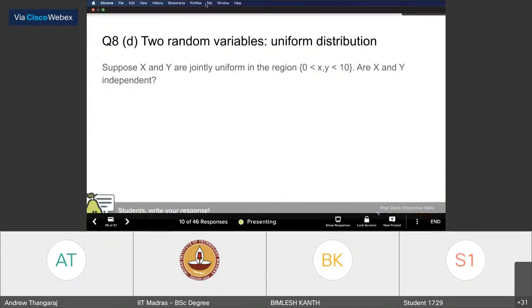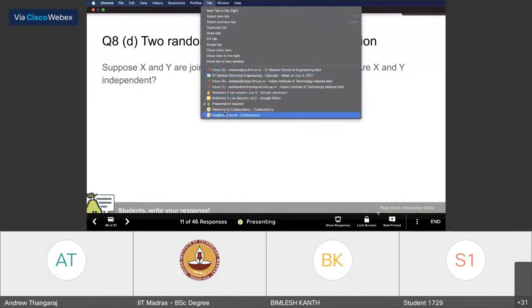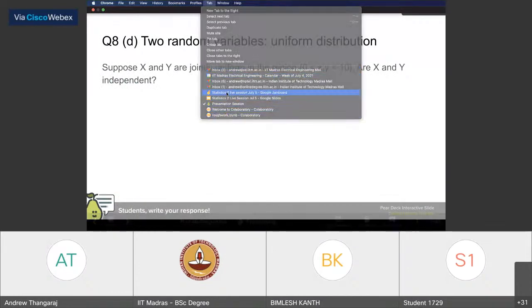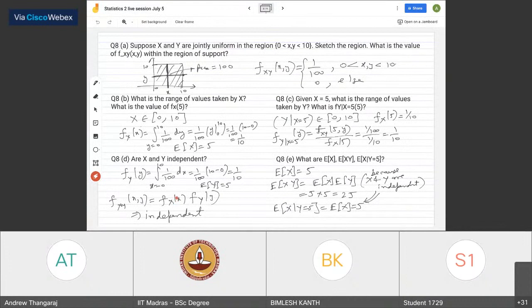So this ends up being an example of an independent pair of random variables, and you can check that by this, right? If you look at the marginal of x, you get 1 by 10. If you look at the marginal of y, you get 1 by 10 again. The product of the two marginal distributions, 1 by 10 into 1 by 10, gives 1 by 100, which is the joint, right? 1 by 100 is the joint one. So you see that the marginals multiply and give you the joint. So x and y become independent.